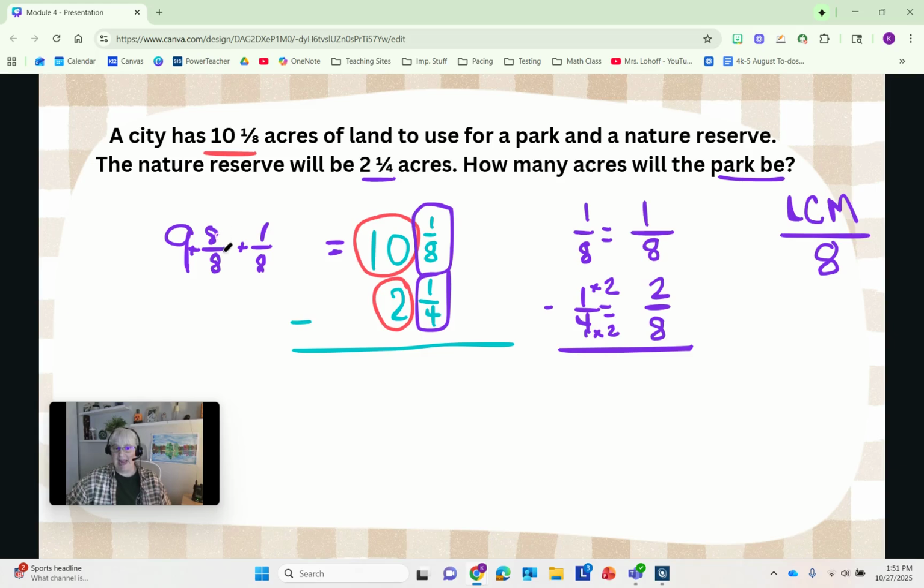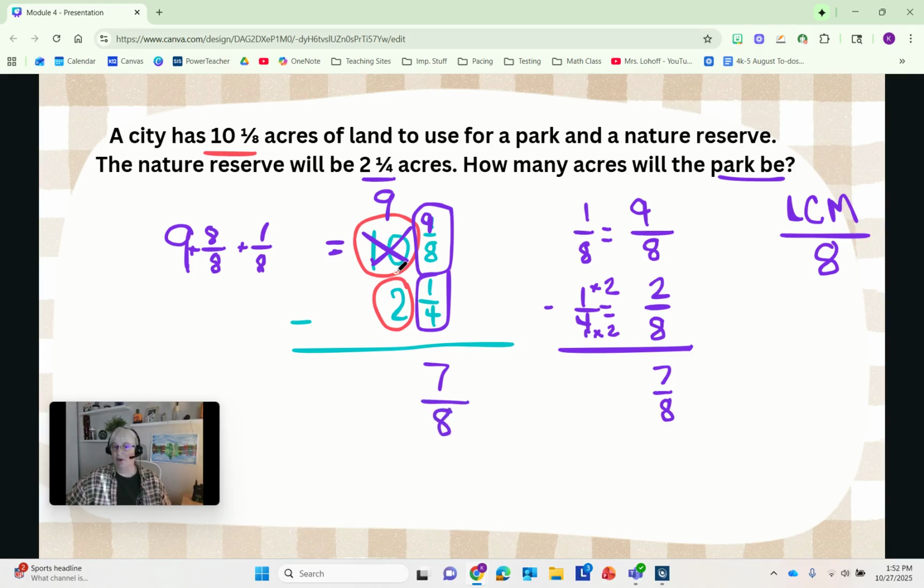So I'm going to add 8 more 8s here. So 8 plus 1, this would be a 9, and this would change to 9/8, giving 9 9/8. Okay, 9/8 minus 2/8 is 7/8. So that is our fraction part of the answer.